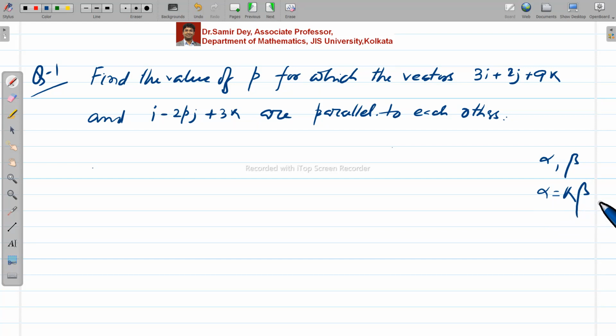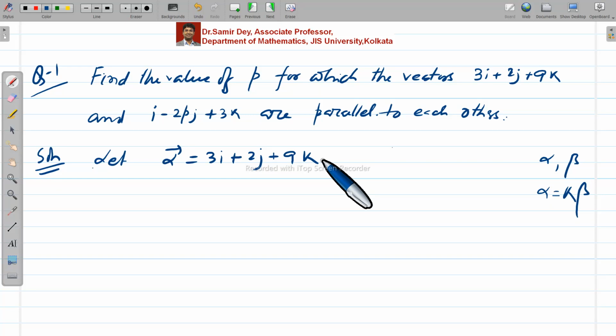Now we are going to use the same concept. Now try to understand the solution. What are the given vectors you have? Please write down. Let alpha vector be equal to 3i plus 2j plus 9k, and beta vector be equal to i minus 2pj plus 3k. We want to find the value of p such that these two vectors are parallel.